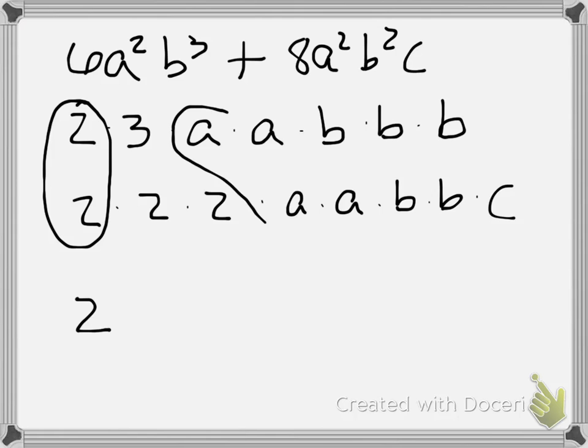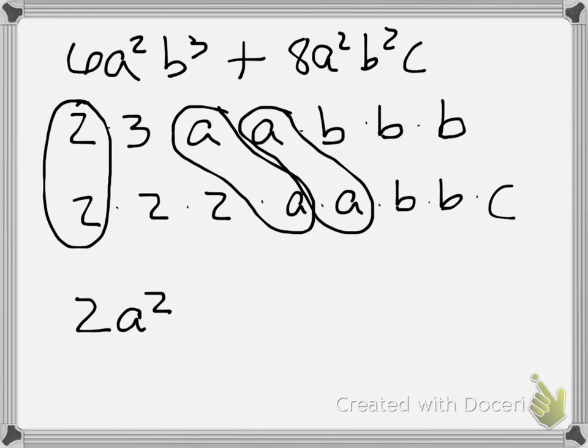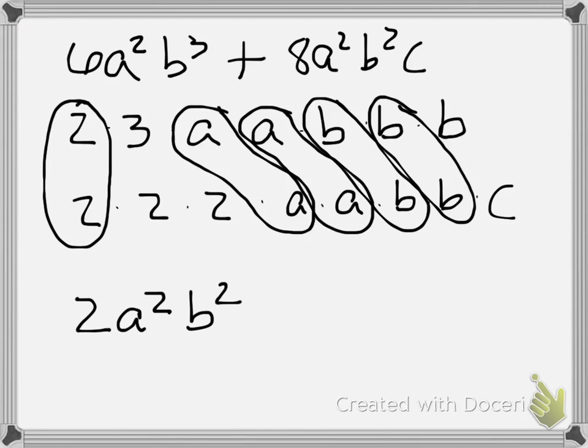Then we notice that they share an A here, and an A here. So when we have 2 A's, it becomes A squared. Then we notice that they have 1 B in common and 2 B's in common. So that would be b squared. And that's all they have left. They don't share a c. So the greatest common factor of 6a squared b cubed plus 8a squared b squared c would be 2a squared b squared.